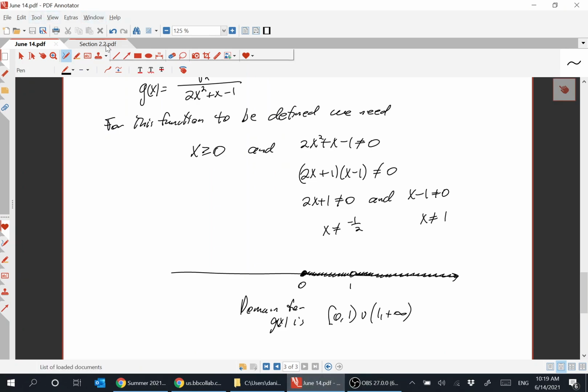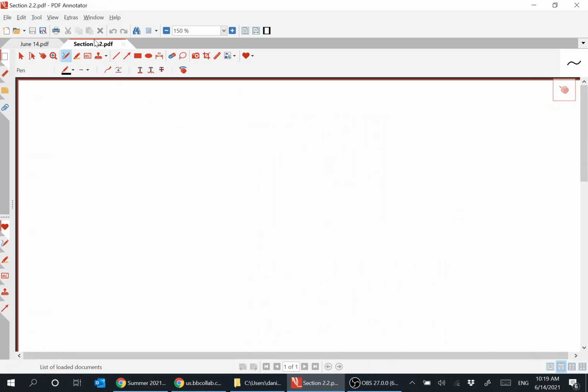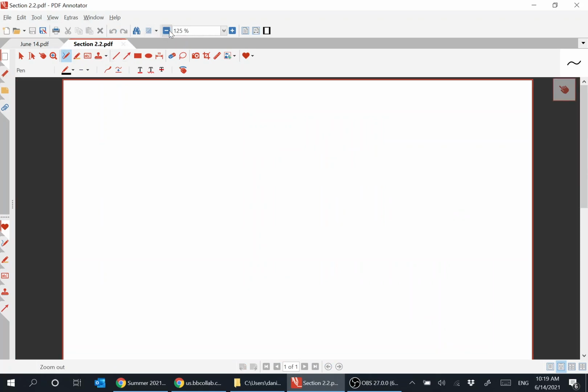Alrighty. Moving on to section 2.2, which is on graphs of functions.